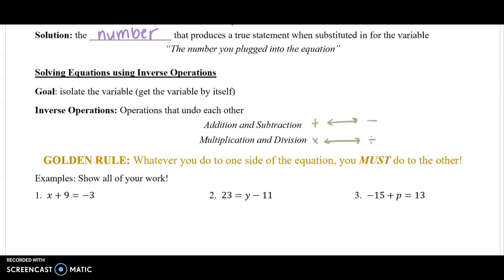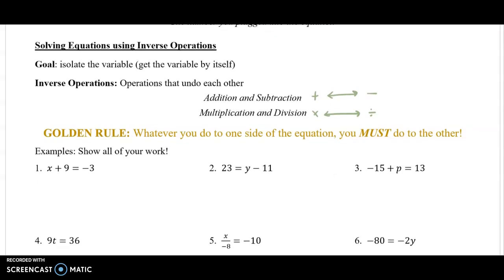Now, using inverse operations, we want to make sure that we are following what we call our golden rule. And that is whatever we do to one side of the equation, we must do to the other. This is the most important rule when we're solving equations. It's the one that we need to make sure we are always following and the one that we always remember.